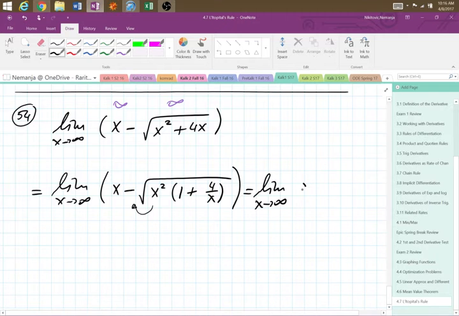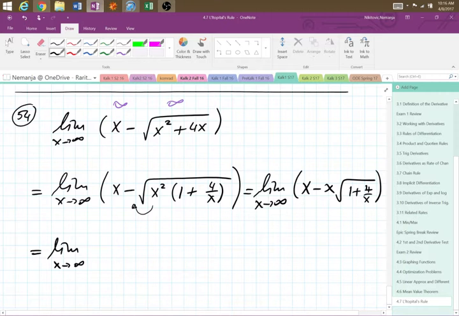Now, x squared is going to go outside as x. So I have x minus x, square root of 1 plus 4 over x. And finally, you see that I have x minus x there. Both terms have x. You can kick that out. So that becomes, you kick x out, and you're left with 1 minus the square root of 1 plus 4 over x.